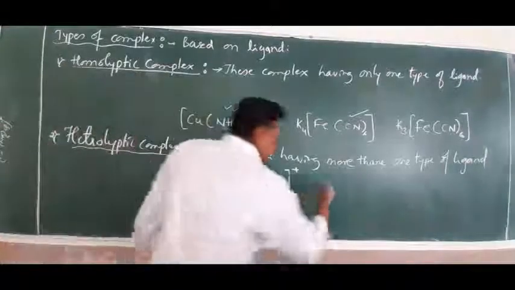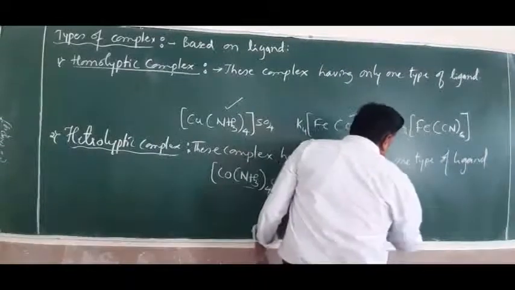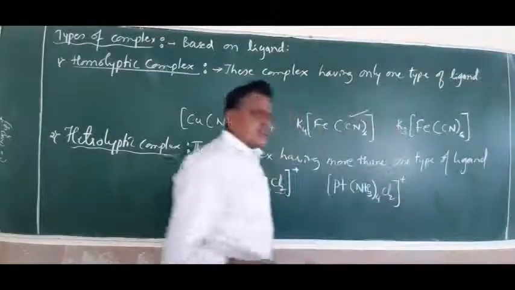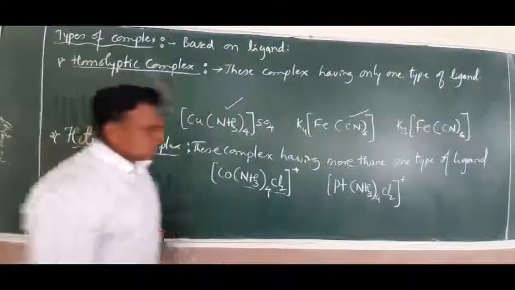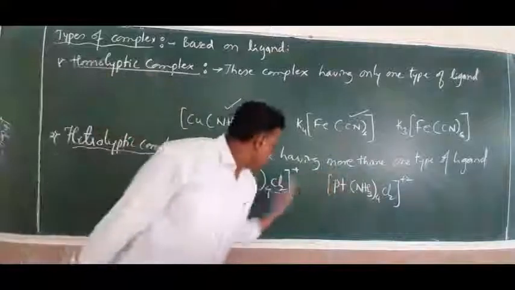So many examples you can use, friends. Platinum which is surrounded by NH3 4 times, this is a Cl2. So many different examples which come under your syllabus have more than 2 ligands.